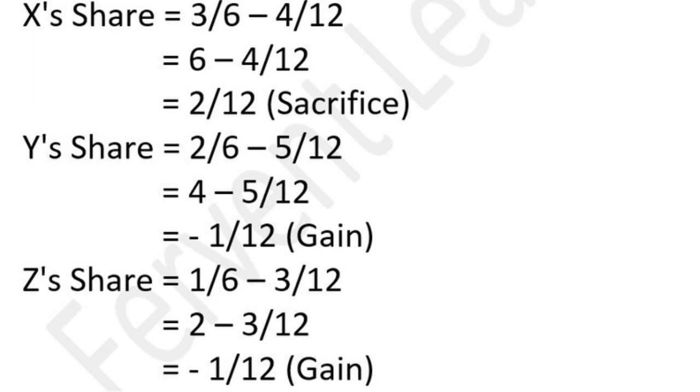Now Z's share, 1/6 minus 3/12. Again we are getting minus 1/12 as gain of Z because it is negative. So if the shares of X, Y and Z change from 3:2:1 to 4:5:3, X will sacrifice 2/12 of his share and Y and Z are gaining 1/12 of their share.